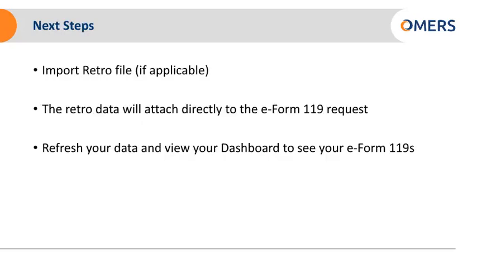Once your eForm 119 data has been imported, you may proceed with importing your retro file if applicable. Always remember, if you have both an eForm 119 and retro data to import, the eForm 119 file must always be imported first, followed by the retro file. The retro data will attach to the eForm 119 request. Once you have imported all your data, refresh your dashboard so that it captures the imported requests.